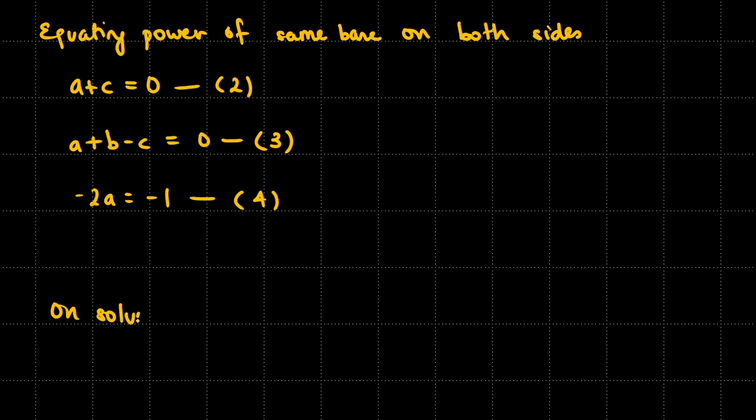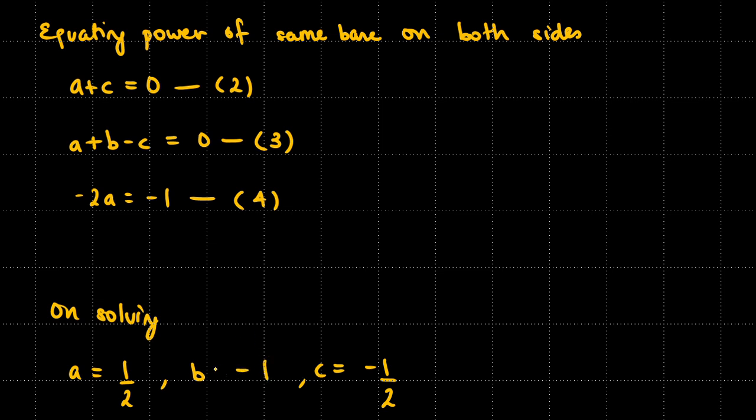On solving equation number 4, we can clearly see that a has to be 1/2. Then we can go to equation number 1. Since a is 1/2, c will obviously be minus 1/2. Then let's go here. Here a is 1/2 and c is minus 1/2, so it will be 1/2 plus b minus 1/2 equals 0. So 1/2 plus 1/2 means 1 plus b equals 0. So b will be minus 1.